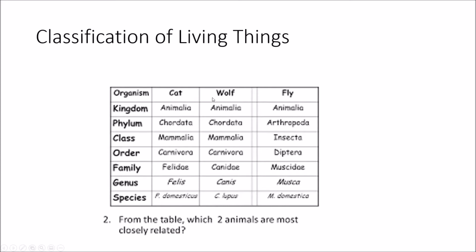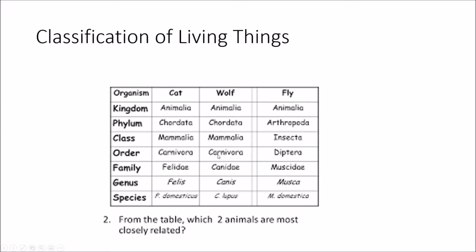Okay? Initially, you start off with the broadest level of classification, which is going to be the animal kingdom. All 3 of these organisms had that in common. They were all animals. Once you got to phylum, only the cat and the wolf were Chordata, or only them were still vertebrates. The fly is a part of the Arthropoda. The cat and the wolf, they're both mammals, so they had the same class. The fly is an insect.